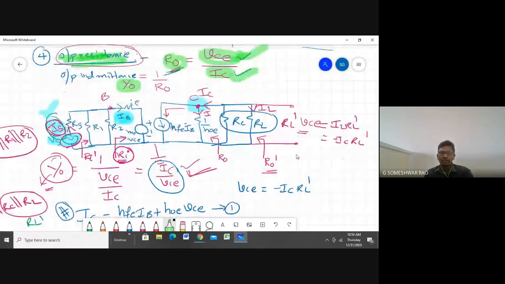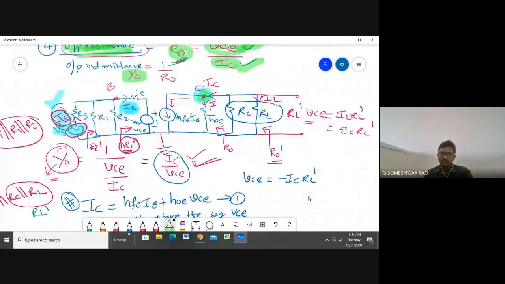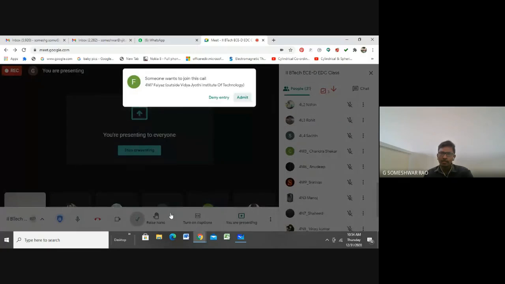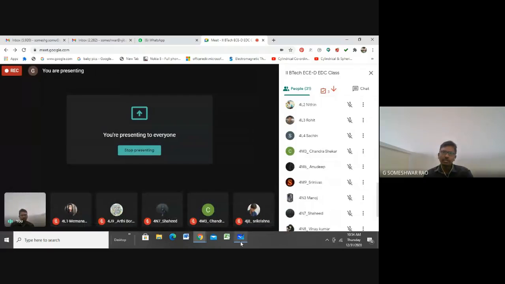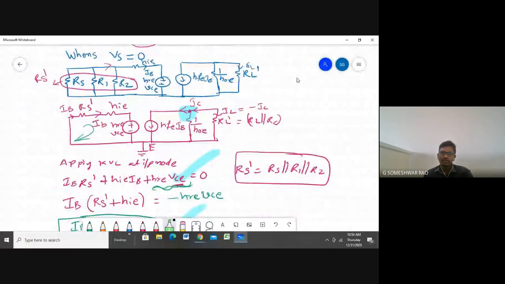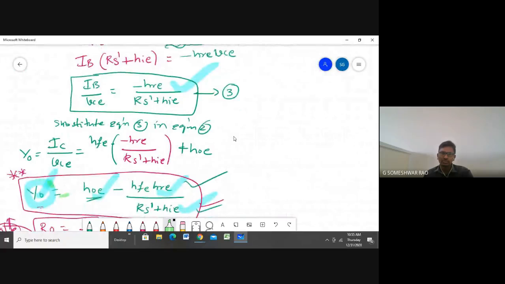For that purpose, we applied KCL at the collector node. This is the collector node. At this point, this is the input current, and the leaving currents are this one as well as this one. From that we derived the expression for IP by VCE, which is Y naught. This is a very important expression: Y naught equals HOE minus HFE into HRE by RS dash plus HIE.